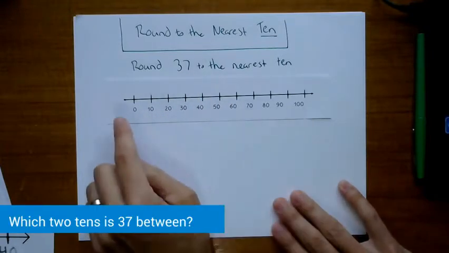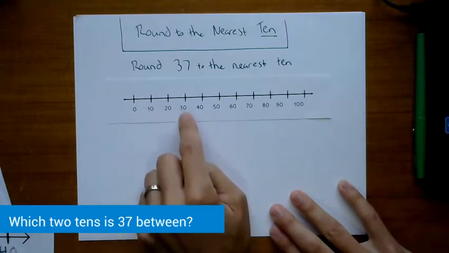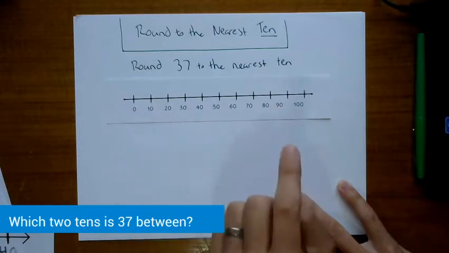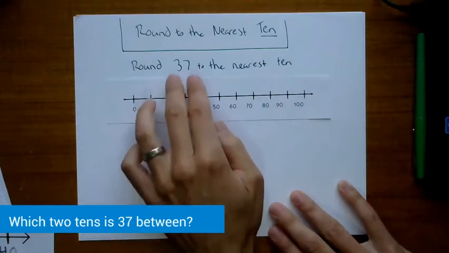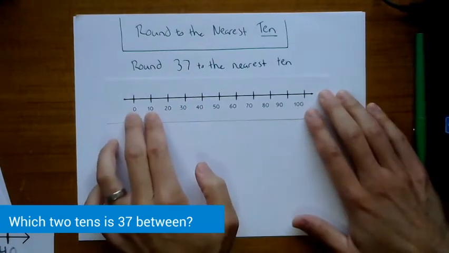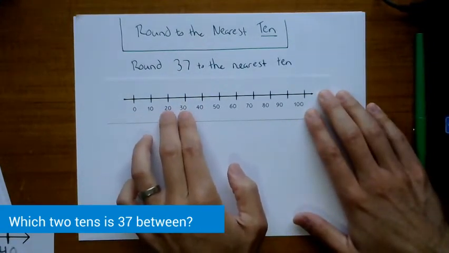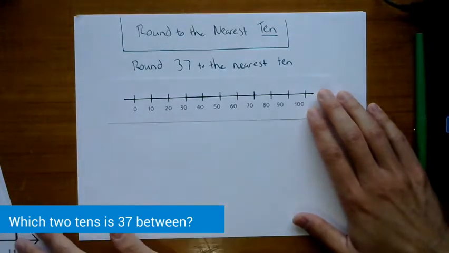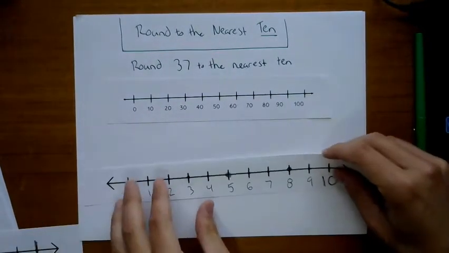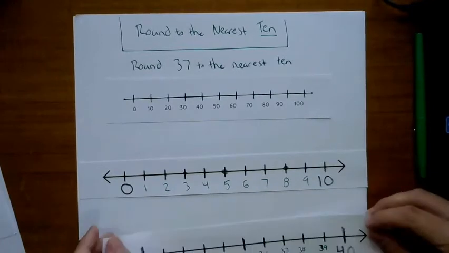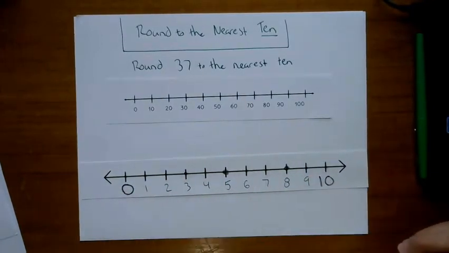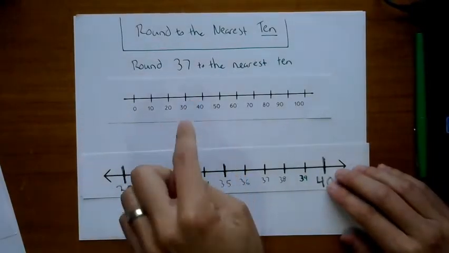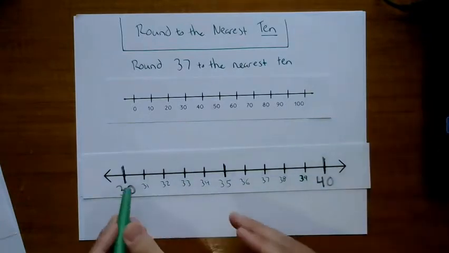So here are all our choices: 0, 10, 20, 30, 40, 50, 60, 70, 80, 90, and 100. Those are all the multiples of 10. So which two multiples does 37 fit between? 0 and 10? No. 10 and 20? No. 20 and 30? No. 30 and 40? Yes. 37 is more than 30, but less than 40. So instead of this chart, I can make a very similar chart. Then instead of 0 and 10, I have 30 and 40. So I'm going to zoom in on that section 30 and 40, and I've created this chart.